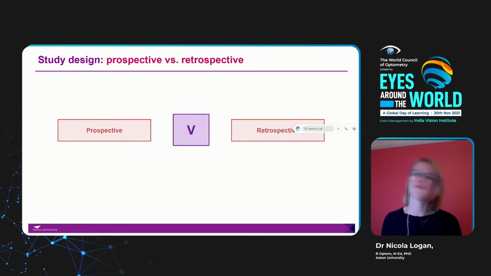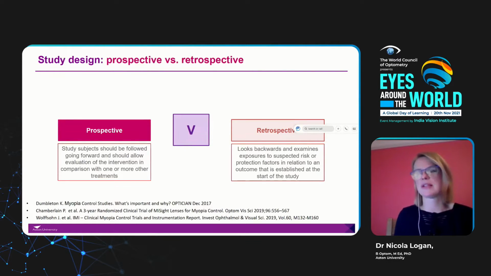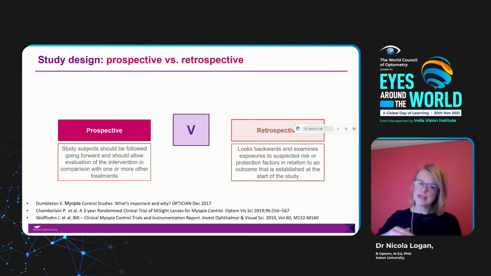So let's look first of all at study design. Is it a prospective versus retrospective study? Here, in a prospective study, we're following subjects: we're putting participants into a new study, and then we're following them through over time to see what happens to them. So we have no idea what the outcomes will be at the start of the study.